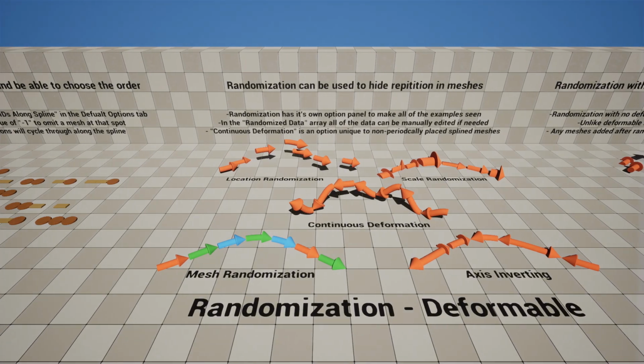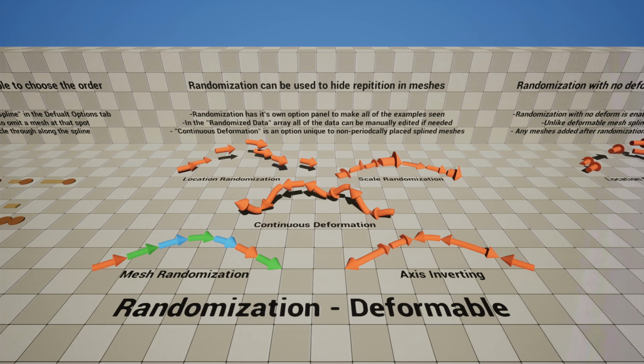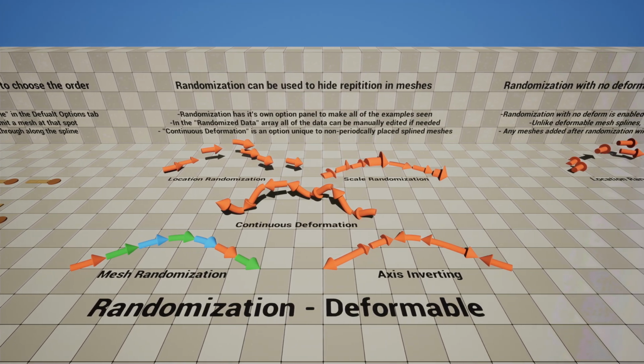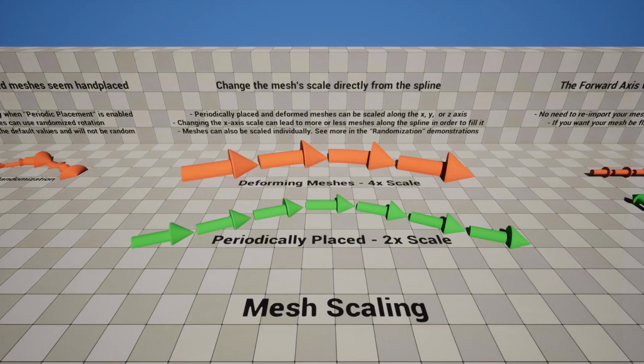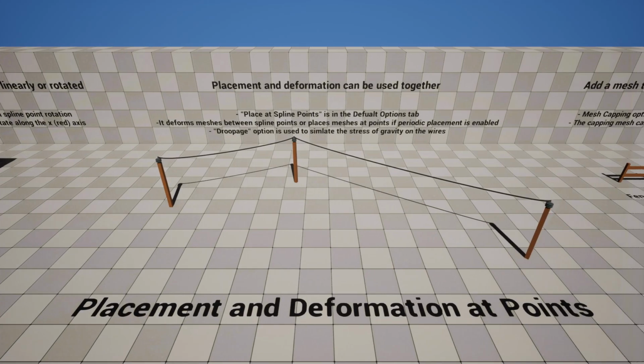Hello everyone, and welcome to what will most likely be the last update for the amazing spline tool we've been developing for the last 6 months, where you can put meshes along a spline, deform them, spawn them, and now include multiple meshes and have them randomize in a bunch of different ways.